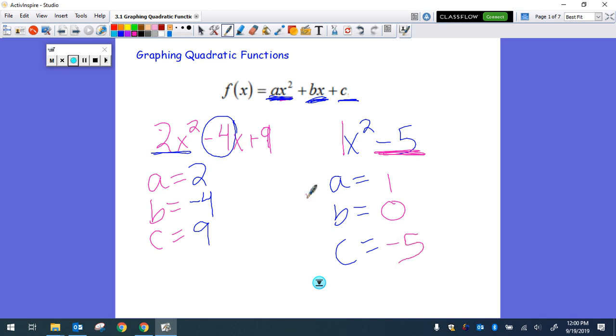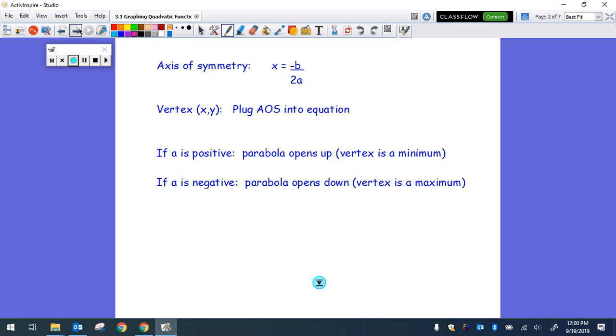Okay, so now that you know how to find a, b, and c, I need you to write down everything that you see here, how to find the axis of symmetry, the vertex, and then what happens if a is positive or negative. So pause it and write this down.